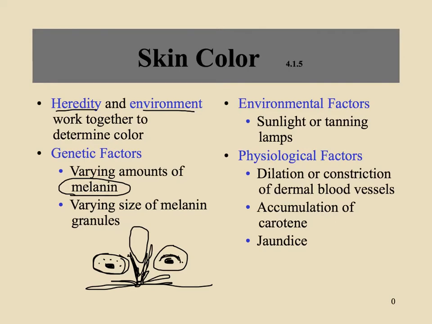So you have different amounts of melanin that are being produced by these melanocytes based on your genetic heritage. The size of the granules that are produced are also different. And so if you have a lot of large melanin granules produced, your skin color will be darker than somebody who has very few, small melanin granules, or perhaps even is suffering from something like albinism, which they're not producing any melanin because they don't have any melanocytes.